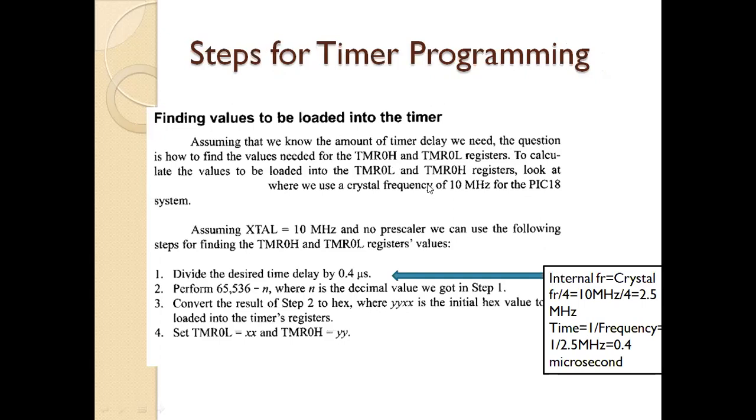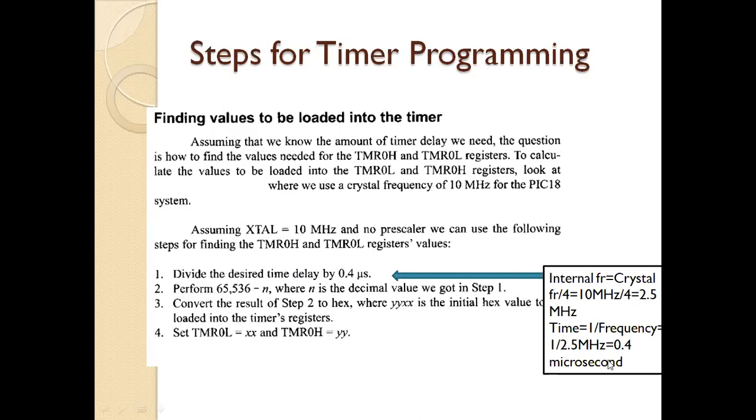So here there is a problem statement given for a crystal frequency of 10 megahertz. You are going to write the program. Whenever the crystal frequency is given as 10 megahertz and no prescaler value is given, first you know that the internal frequency is the crystal frequency divided by 4. So how can you do this? Frequency 10 megahertz gives 2.5 megahertz, and time equals 1 by frequency.